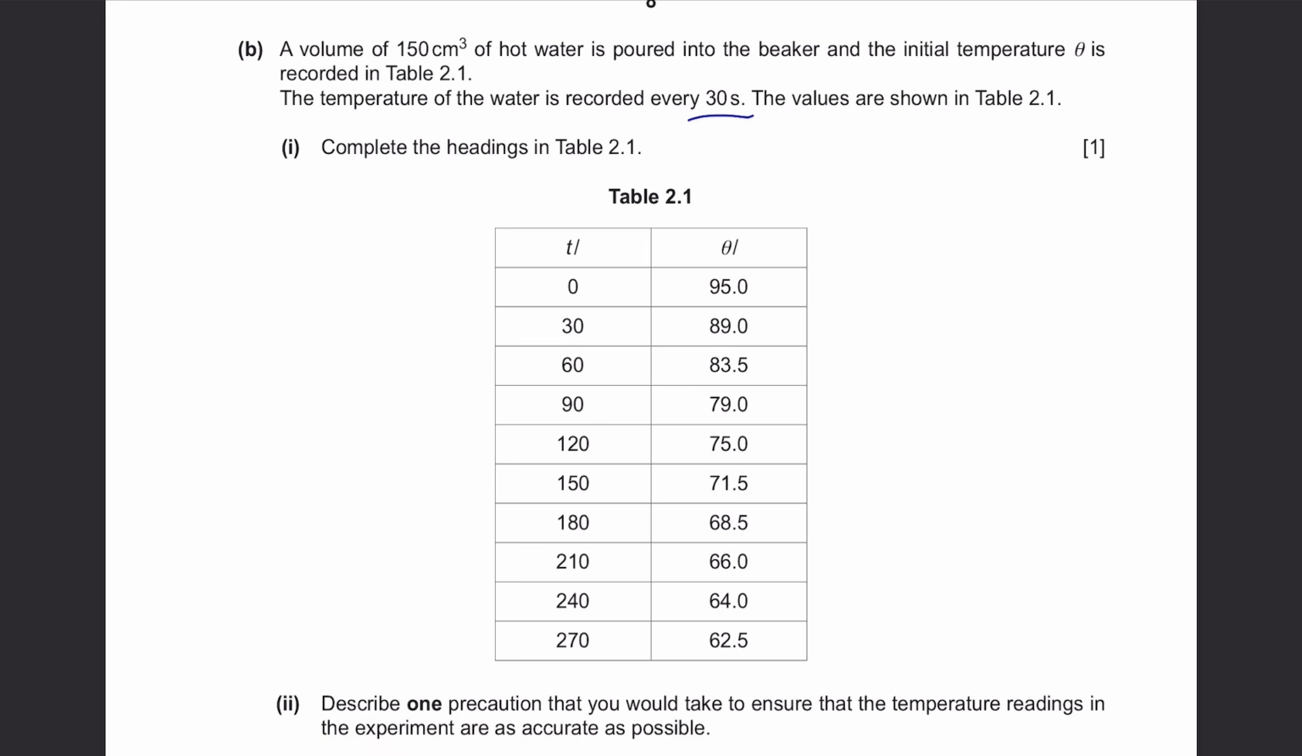Complete the headings in table 2.1. Okay, the headings they're talking about are over here. This question can easily be left out, so be careful to complete all the questions. Well, the units are missing, so s and degrees Celsius.